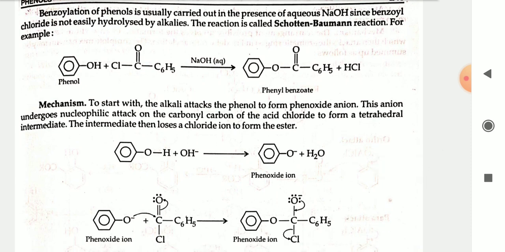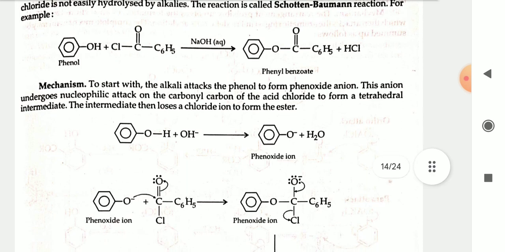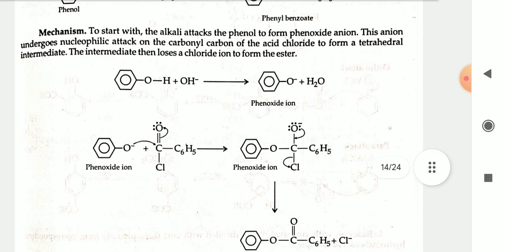Benzoylation of phenol is usually carried out in the presence of aqueous NaOH. Since benzoyl chloride is not easily hydrolyzed by alkalis, the reaction is called the Schotten-Baumann reaction. Mechanism. To start with, alkali attacks the phenol to form the phenoxide anion. These anions undergo nucleophilic attack on the carbonyl carbon of the acid chloride to form a tetrahedral intermediate. The intermediate then loses a chloride ion to form the ester.